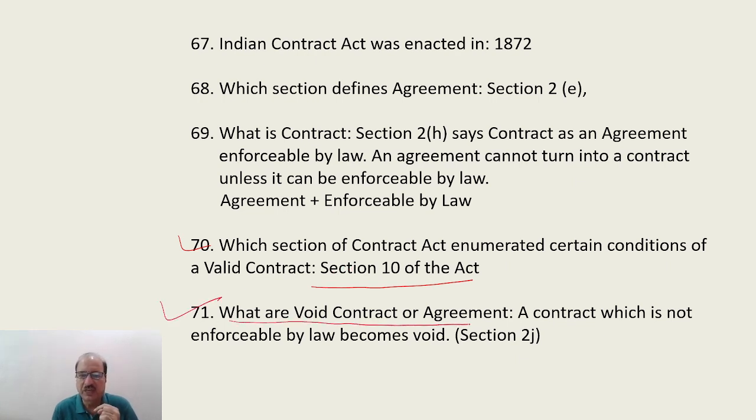Question number 71. What are void contracts or agreements? A contract which is not enforceable by law becomes void. Any act that cannot be enforced in court is void. If a contract is made for the sale of weapons or smuggling goods, they are all void agreements. They cannot be enforced by law, so they are all void contracts. So we have done question numbers 67, 68, 69, 70, and 71.